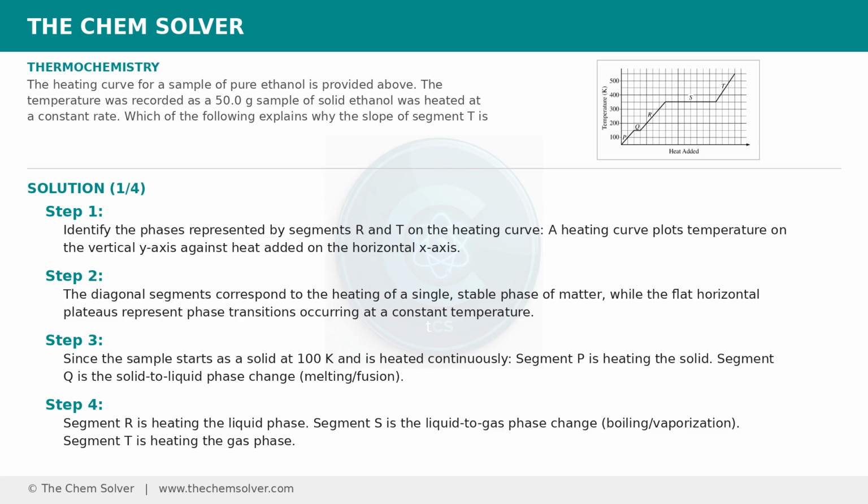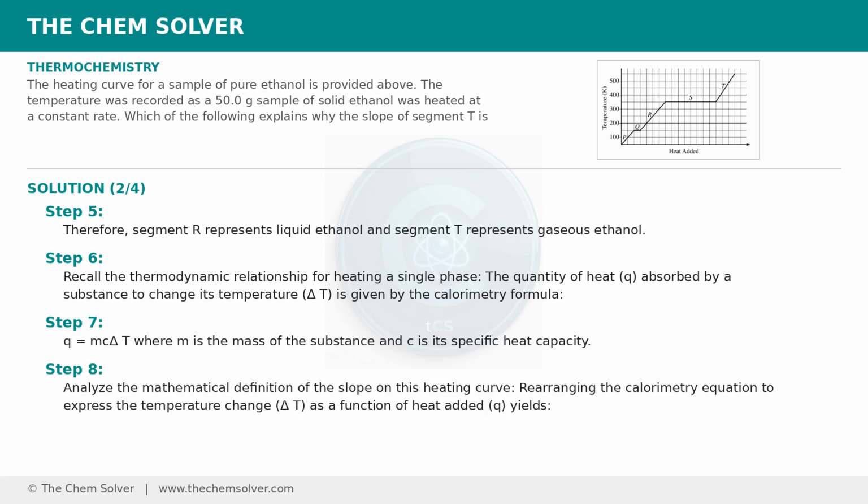Since the sample starts as a solid at 100 Kelvin and is heated continuously, segment P is heating the solid. Segment Q is the solid-to-liquid phase change, melting/fusion. Segment R is heating the liquid phase. Segment S is the liquid-to-gas phase change, boiling/vaporization. Segment T is heating the gas phase. Therefore, segment R represents liquid ethanol and segment T represents gaseous ethanol.